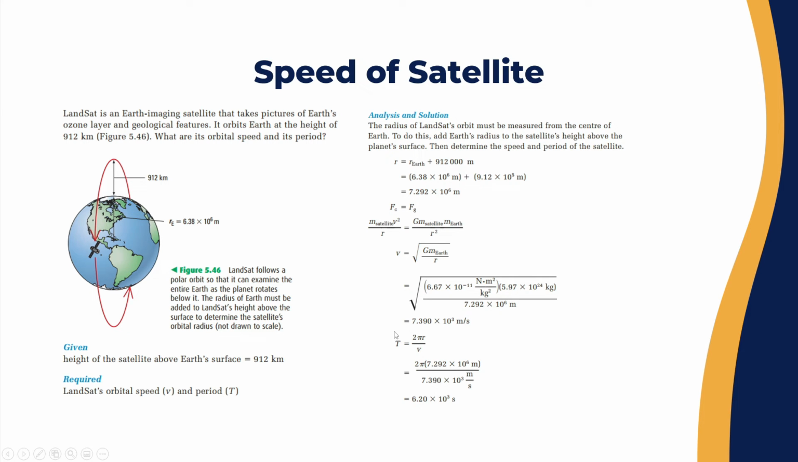To find the period that he asked for, we know the period equals 2 pi r over v in this case. 2 pi multiplied by 7.292 by 10 to the power of 6 meters over the v, which we found earlier, 7.39 by 10 to the power of 3 meters per second. That will give you the period of 6.2 by 10 to the power of 3 seconds.